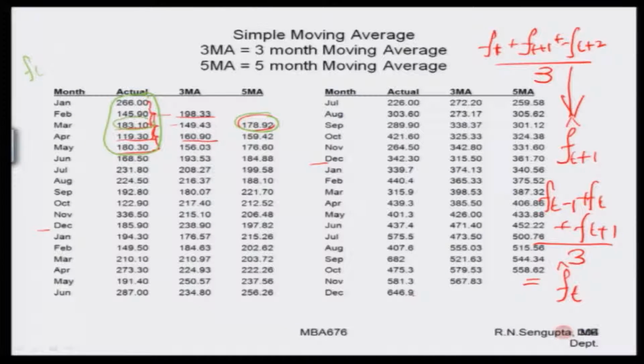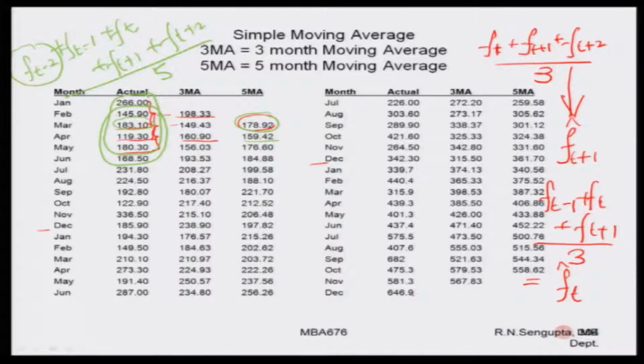So technically you would be adding f(t-2) plus f(t-1) plus f(t) plus f(t+1) plus f(t+2), divided by 5. So f(t-2) would be 266.00, f(t-1) would be 149.90, f(t) would be 183.10 and so on and so forth. Now when you proceed to 159, you will just move one shift. That means f(t-2) would now be 145.90 and the last value would now be 168.5. So you have 145.90, 183.10, 119.3, 118.3 and 160.5. So this will be 1, 2, 3, 4, 5.